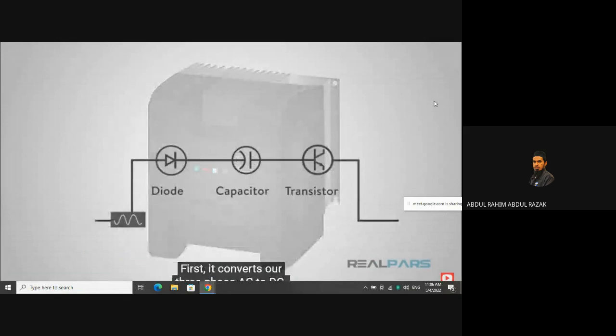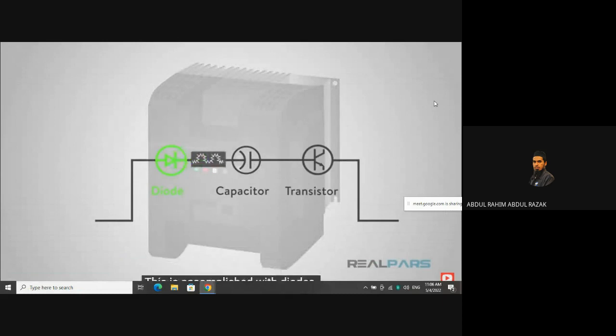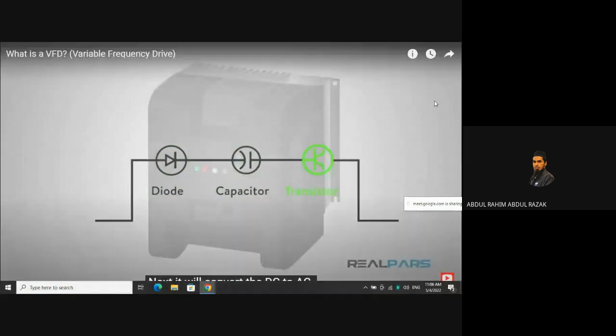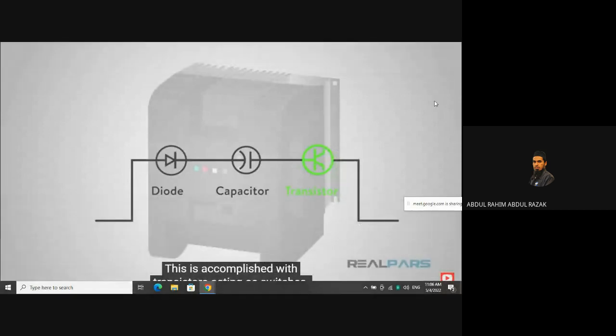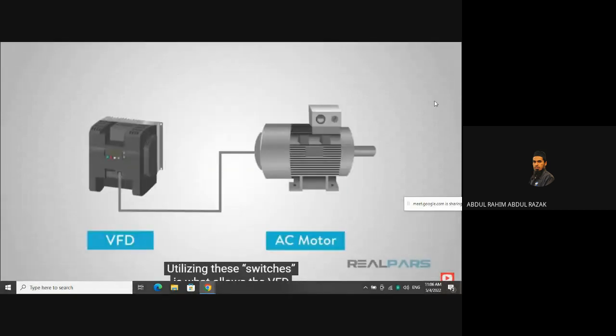First, it converts our three-phase AC to DC. This is accomplished with diodes. Then it cleans the DC with a capacitor. Next, it will convert the DC to AC. This is accomplished with transistors acting as switches. Utilizing these switches is what allows the VFD to adjust the frequency that the VFD supplies to the motor. This, in turn, controls the speed of the motor.